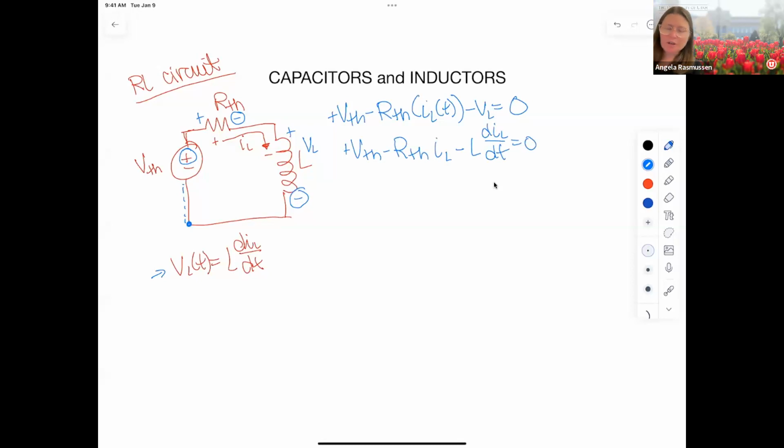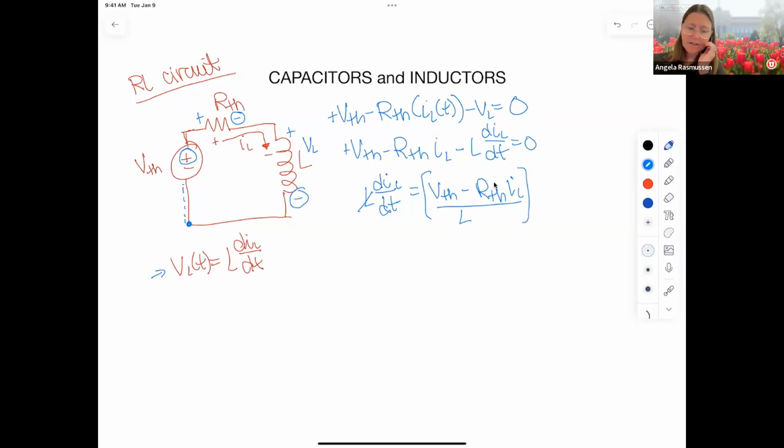And if I just put the differential portion of this on the other side, I get L dIL/dt, and that's equal to VTH minus RTH IL. And then I can divide by L. Now I can integrate both sides to get rid of the differential. So this is part of that separation of variables.